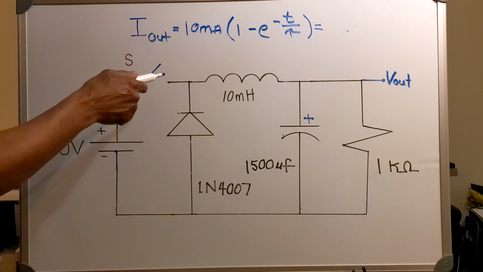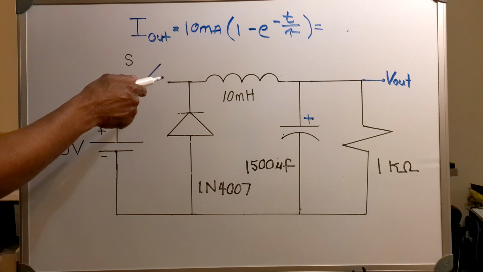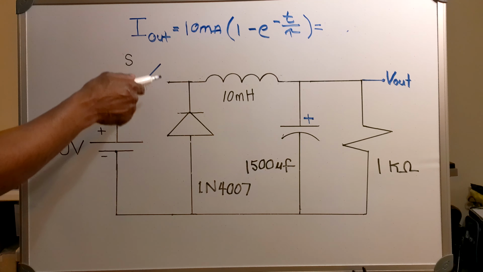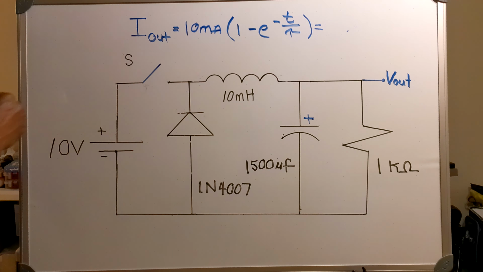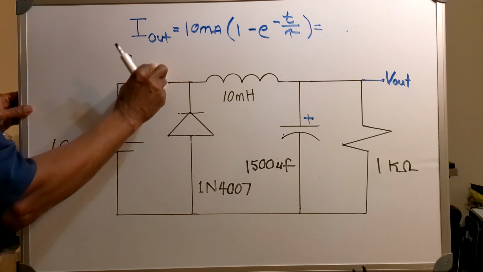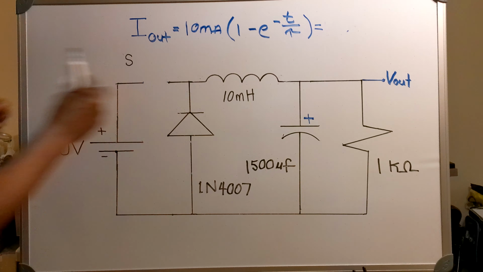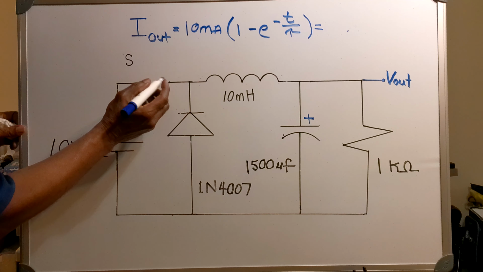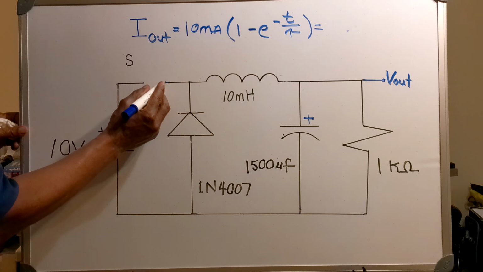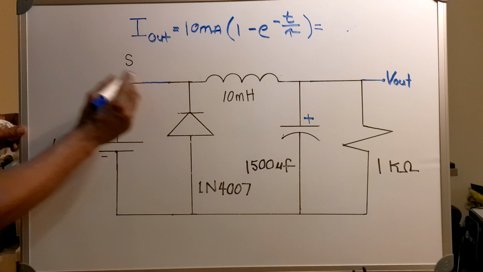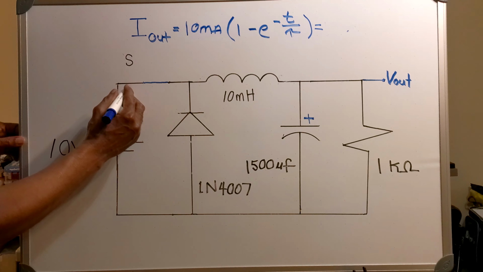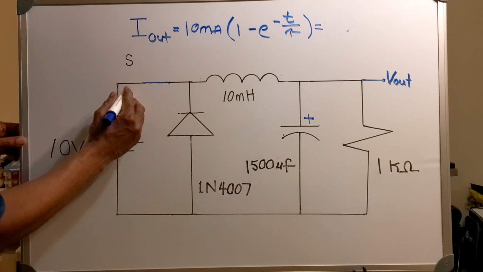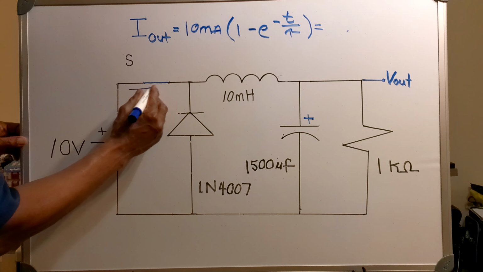Now my switch is opened, so now there is nothing going on in the circuit. So what I'm going to do now, I'm going to close my switch. I close my switch, and my current begins to flow.